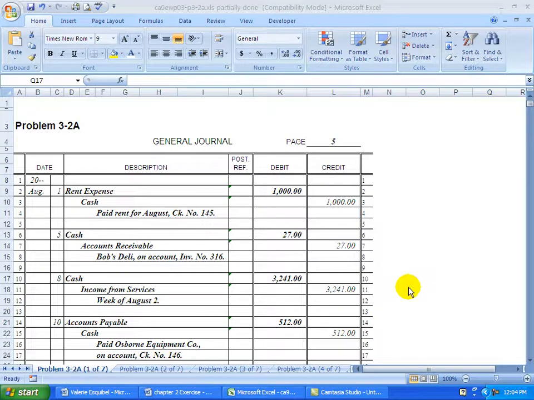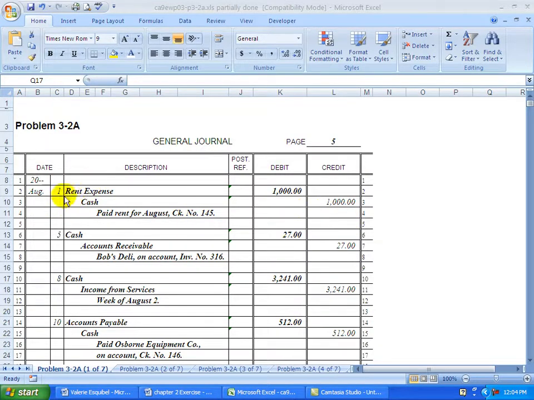I'm working on page 100. It's problem 32A. This is introducing the concept of posting. Posting is taking the information that's been recorded in a journal and then transferring it to the individual accounts. So there's a specific sequence for doing that, so I'd like to do that with you.